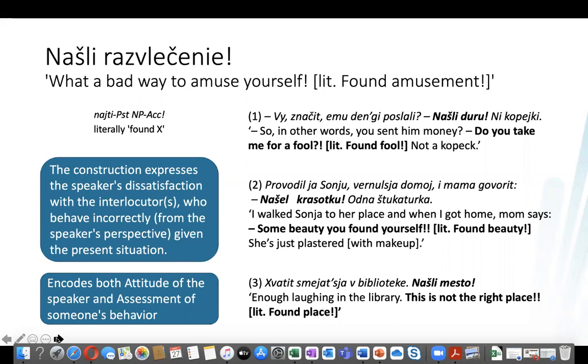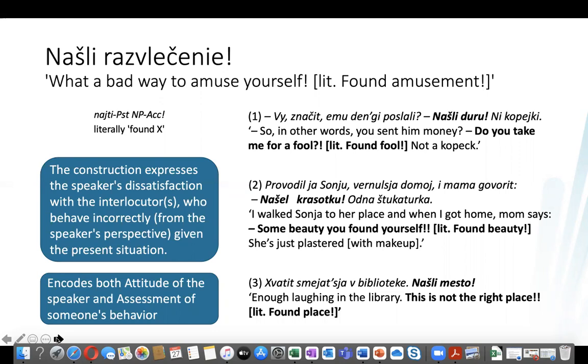So, this construction, Našli, razvlečenie, which is literally just "found X." This expresses both attitude and assessment, since we have both an assessment of what somebody is doing and also how we feel about it. And important to note in this construction is what the filler words do here. So this is inherently a negative assessment, but the filler word might not necessarily be negative, but the construction expresses something negative regardless.